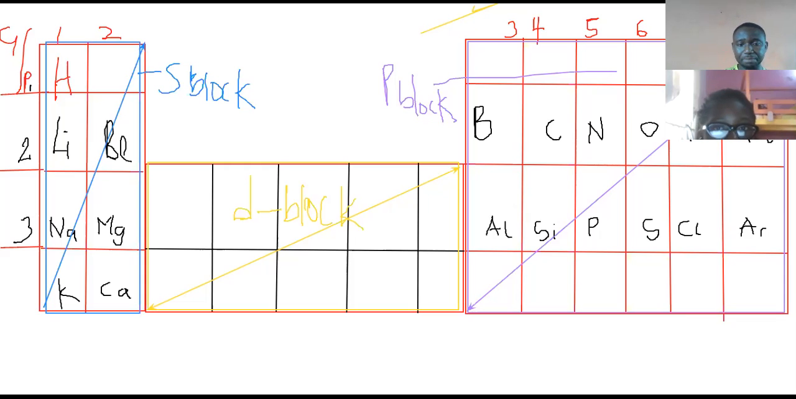Now, moving across a particular period of the elements, two elements are present in the S block, and we are going to see that there is a diagonal division. One thing you've noticed is that S block elements are metals. From our periodic table, have you noticed that all of them are metals? Look at them very well: sodium, lithium, beryllium, magnesium, calcium, potassium. All of them are metals.